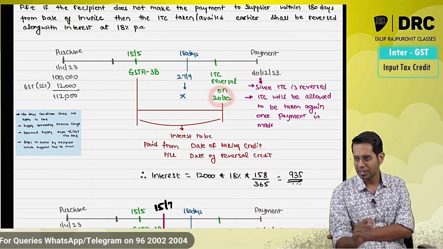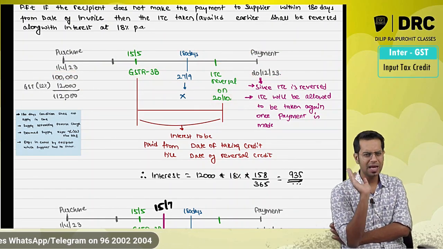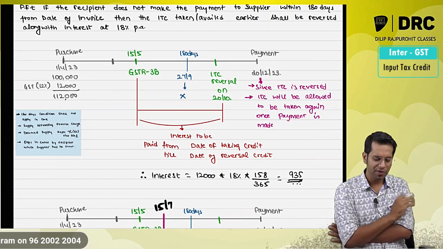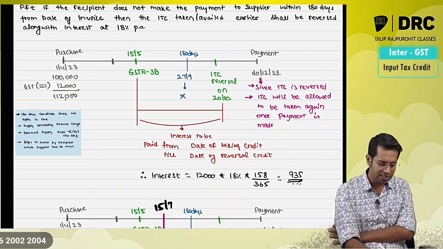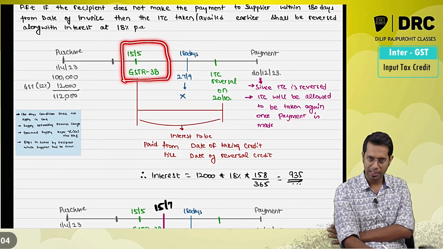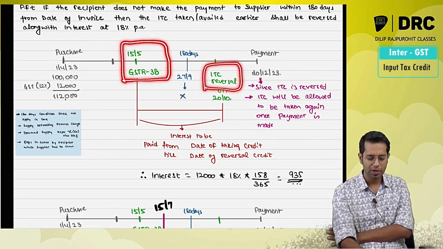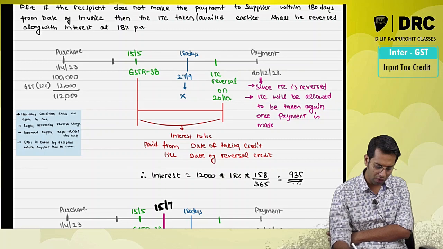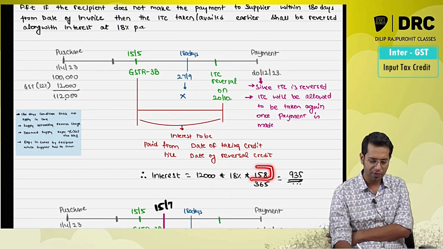20th of October. At the time of filing my September month return, I have reversed my input tax credit. Now the question is interest computation. From which date should the interest be calculated? Interest is required to be calculated from the date of taking the credit till the date of reversal of input tax credit. So I have taken the credit on 15th of May and reversed the input tax credit on 20th of October. How many days are over? Just see it. It comes to 158 days.